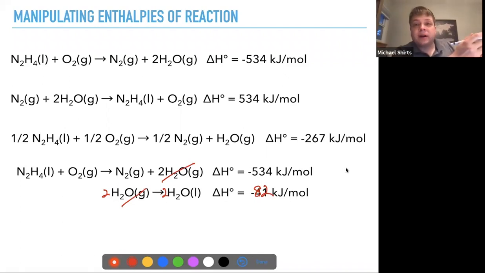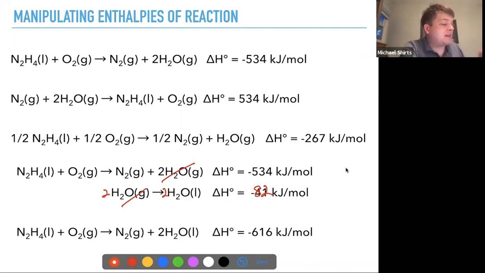And remember, it doesn't matter how we get from one reaction to the next. So it's perfectly reasonable to first produce steam and then from that steam produce liquid water. Because enthalpy is a state variable, it will proceed no matter what. So we can add those together and get an overall enthalpy of the entire process all the way, because it doesn't matter how we get from one point to the next.